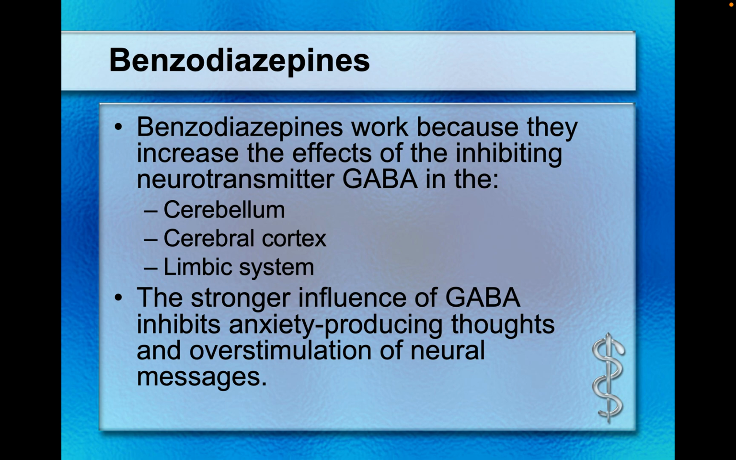Benzodiazepines work because they increase the effects of the inhibiting neurotransmitter GABA in the cerebellum, the cerebral cortex, and the limbic system. The stronger influence of GABA inhibits anxiety-producing thoughts and overstimulation of neural messages.